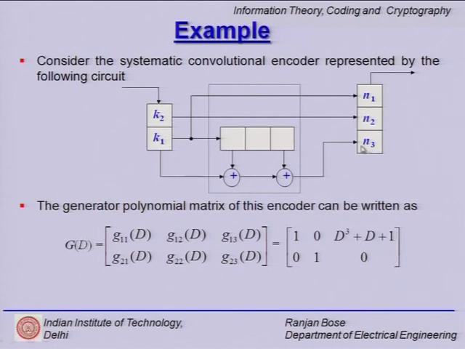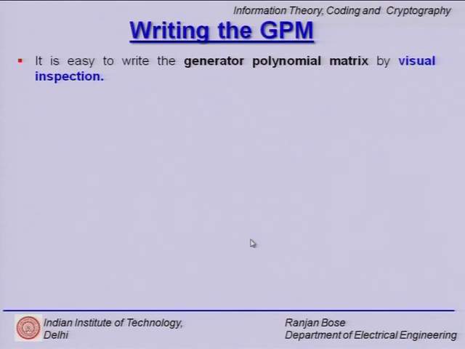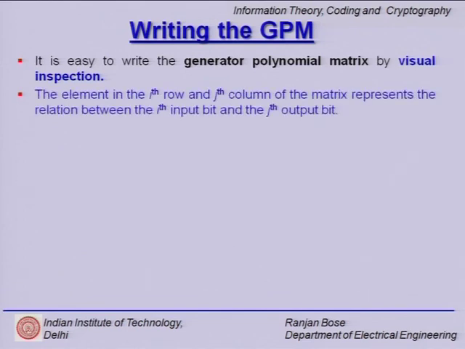n3 is related to k1. So, G13 is now 1 plus a delay plus d cubed, because this is d squared, d cubed. So, n3 is d cubed plus d plus 1, but n3 in no way is related to k2. So, there is a 0. So, just by visual inspection I can write the generator polynomial matrix. So, we will use visual inspection and immediately write the generator polynomial matrix.